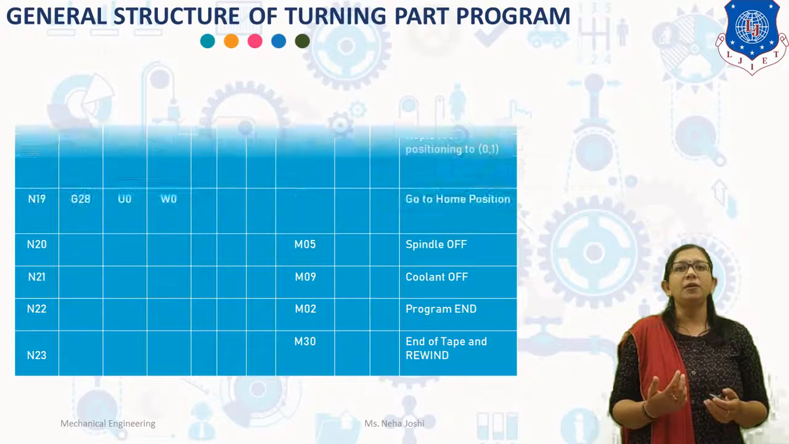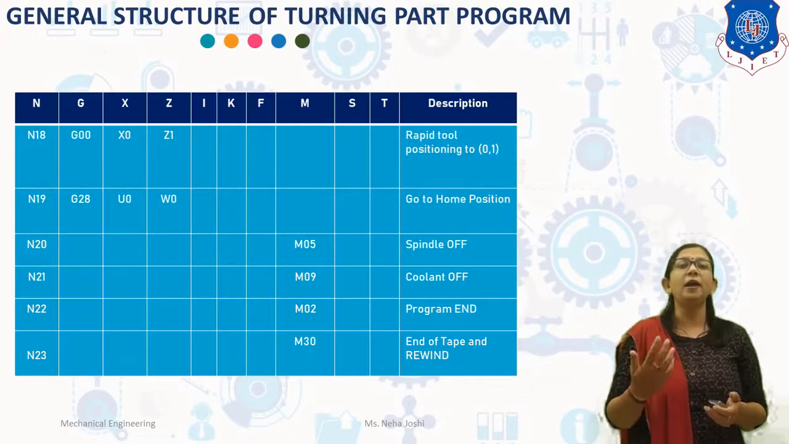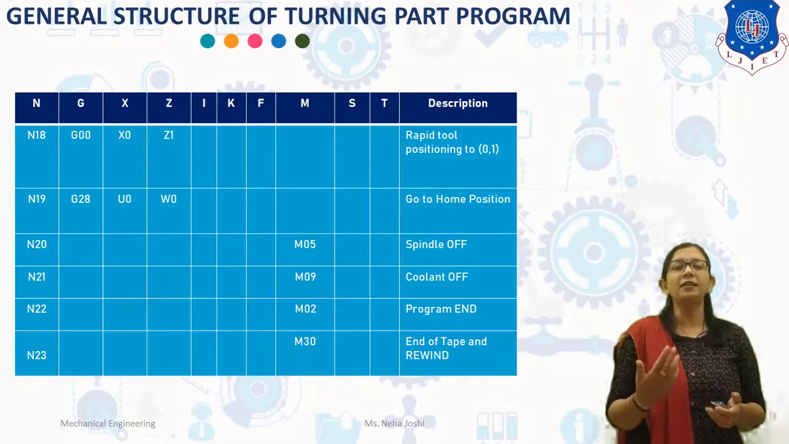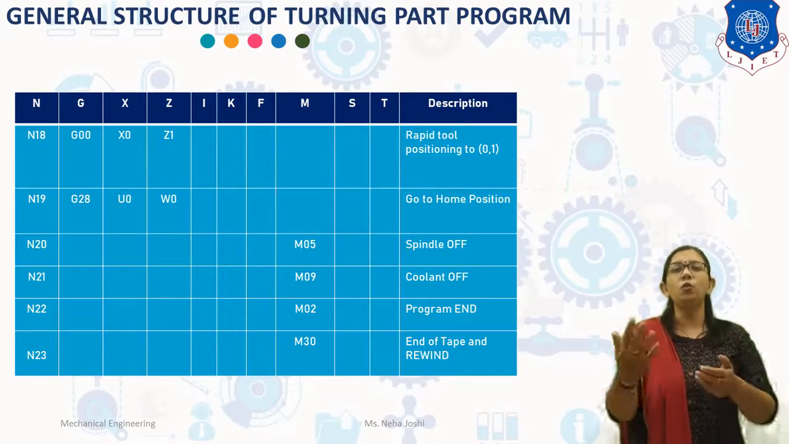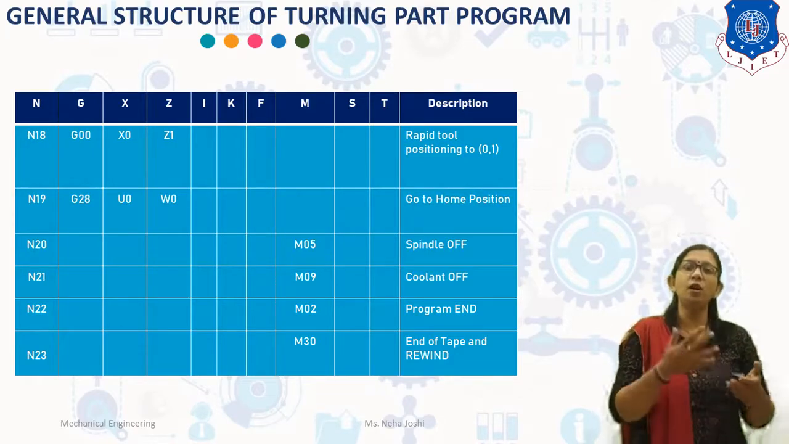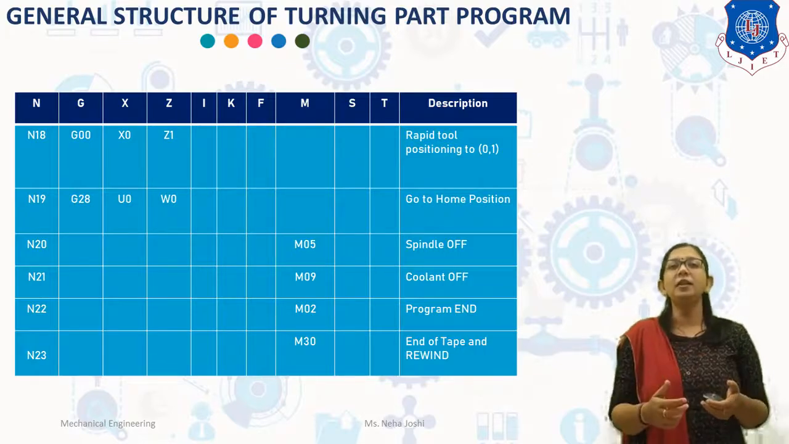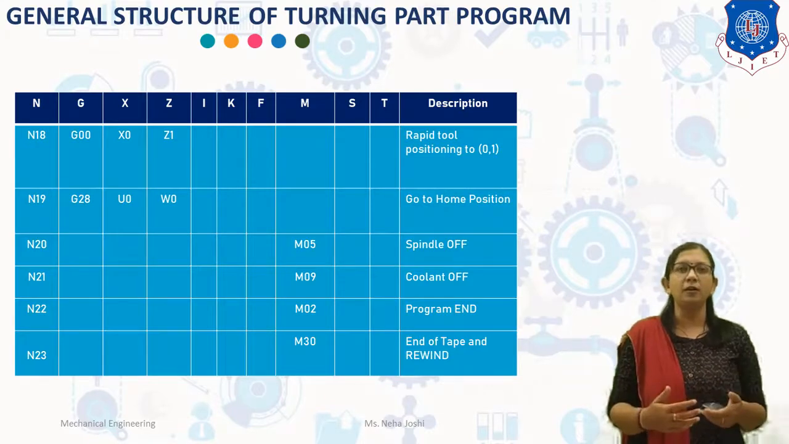After various machining processes, the next sequence is N18. Z00 indicates rapid tool positioning at X0 and Z1. After that, the next sequence is N19. G28 indicates go to home position, positioning the tool at the program 0 point. Then the next sequence is N20. M05 is used for turning off the spindle.